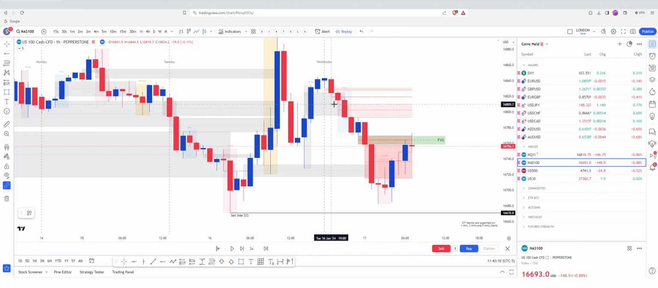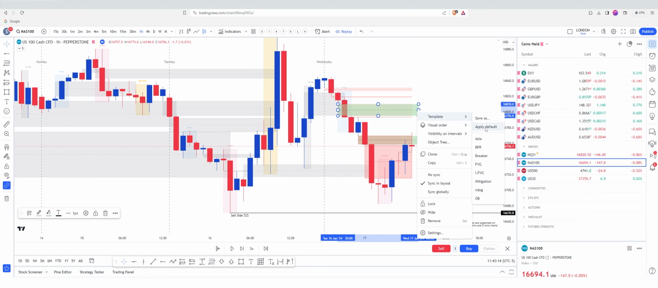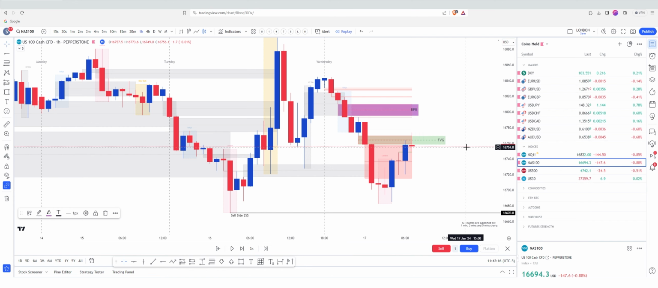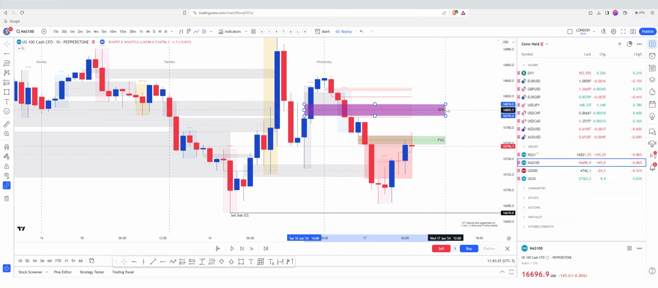Several hourly fair value gaps. So another one just above us up here. What's nice about this one is it's actually a balanced price range. So you can see we had a bullish fair value gap that's been traded through now. Where these two overlap is a balanced price range. So I quite like the look of that.